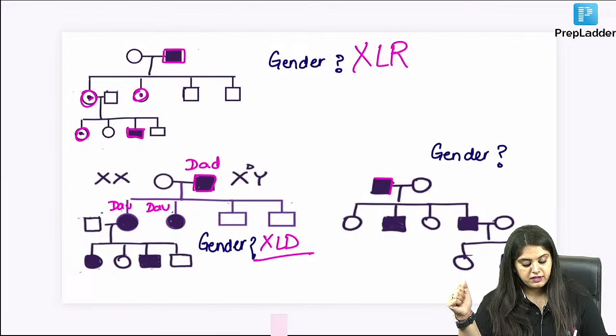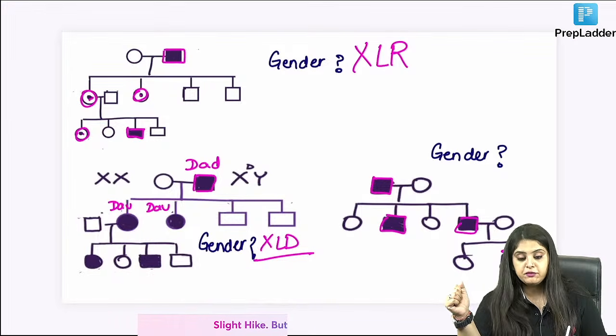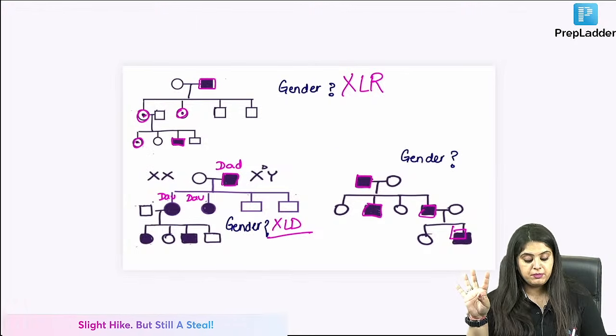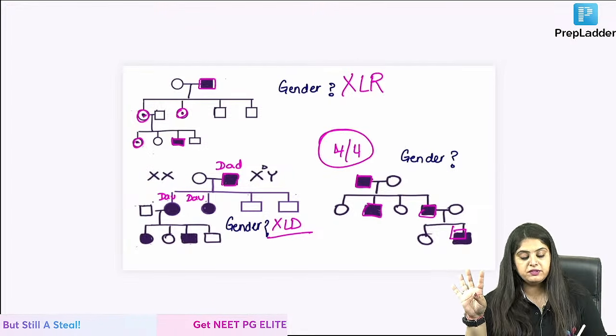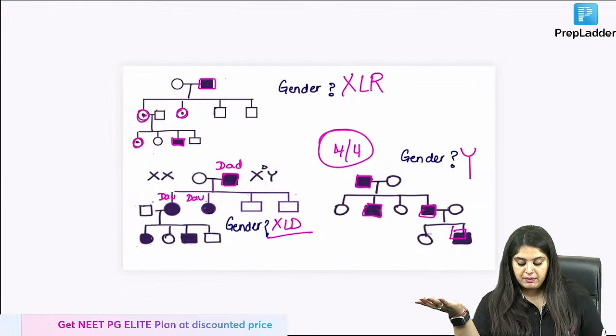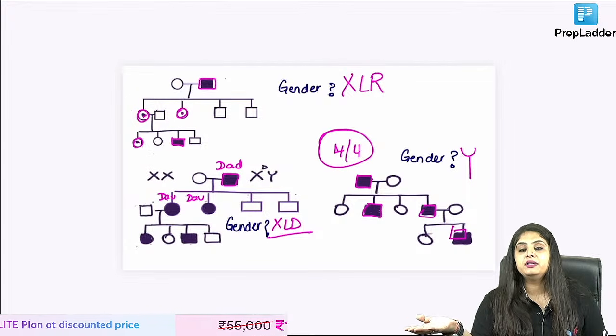Next, look at this. 1, 2, 3, 4. There are 4 male members in this family. All 4 of them are affected. Ma'am, all male members are affected. That is going to be Y-linked.